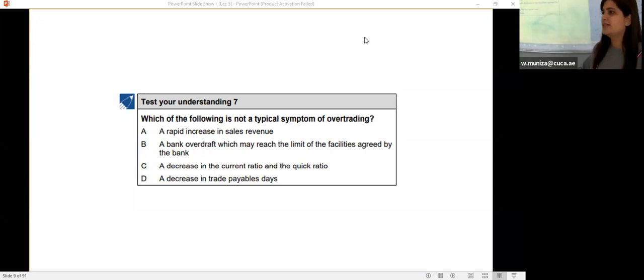When the organization is increasing its sales revenue, but liquidity is disturbed at the cost of increasing revenue. Which of the following is not a typical symptom of overtrading? Which one of the following is not going to tell whether the organization is overtrading? A rapid increase in the sales revenue. When the sales revenue increases, it is a symptom of overtrading. Is it? So yes, this is not the answer because they are asking not a typical symptom.